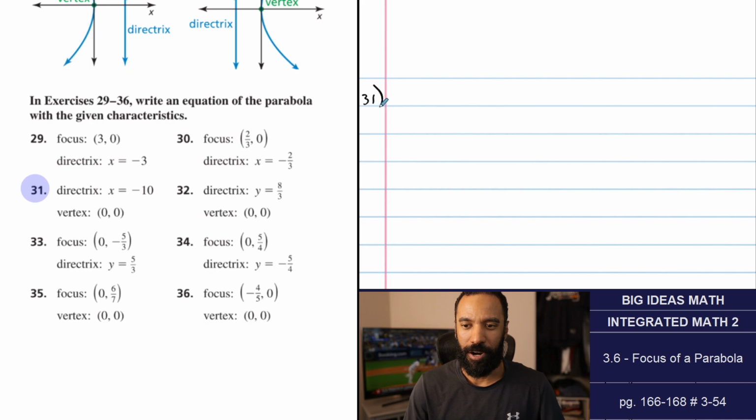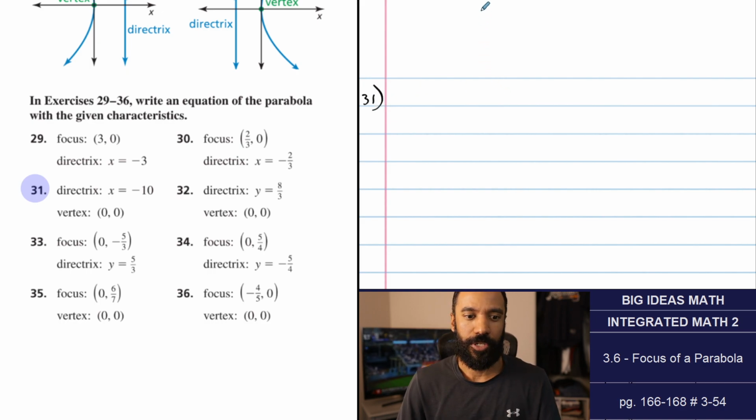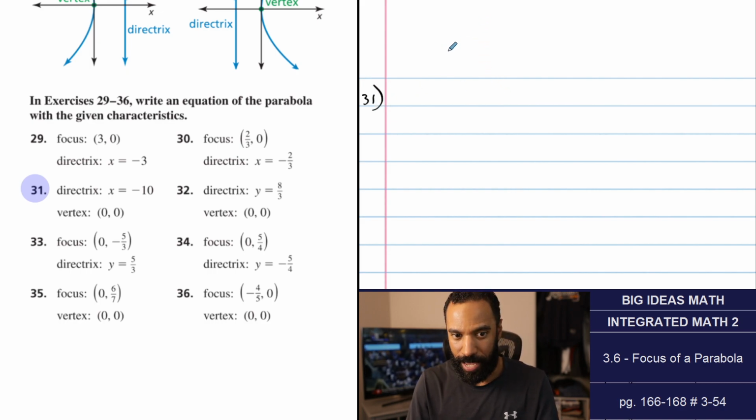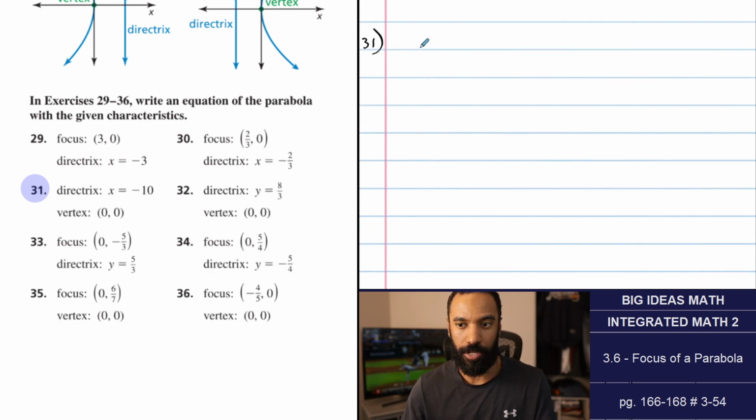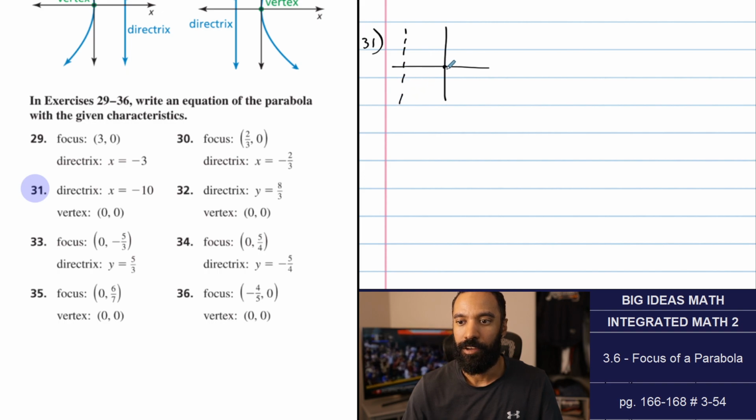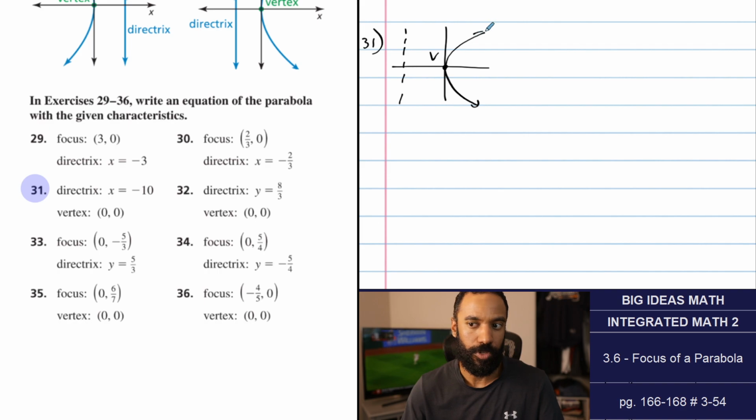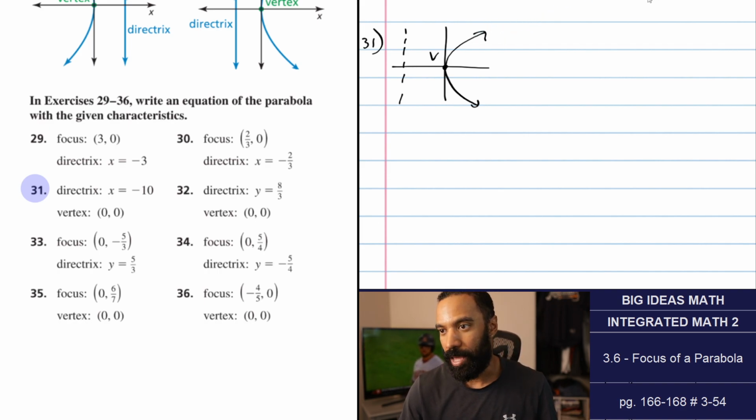Number 31. I'm sure part of it's my mess. Number 31. Directrix is x equals -10, and the vertex is at 0, 0. So make sure you don't think that that's the focus, which it very well could have been. But the directrix is over here. Vertex is right there, which still means this is the focus going over that, which means this is the way that the graph goes.